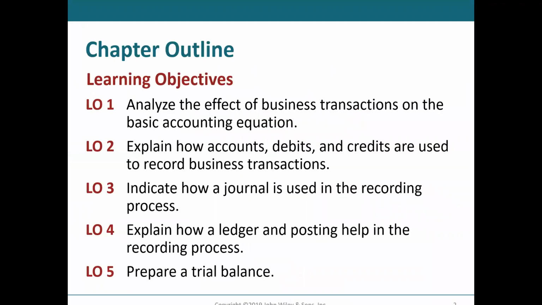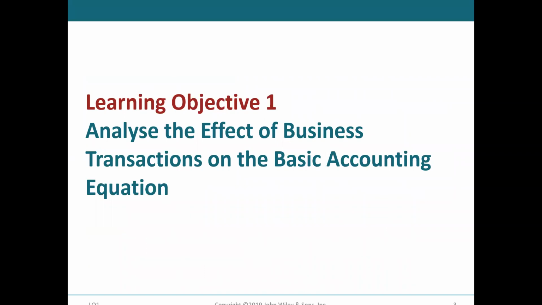So we got 5 things we're going to talk about today. We're going to talk about the effect of business transactions on the basic accounting equation. And we're going to learn about debits and credits. And we're going to talk about how journals are used and what a general ledger is and how you post, and then what a trial balance does for us. So let's see if we can get going here.